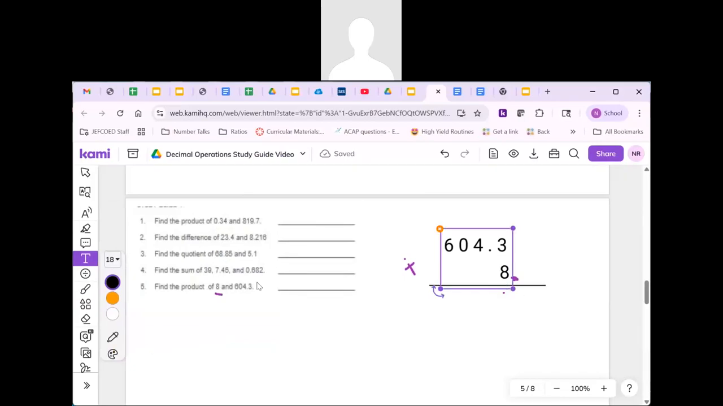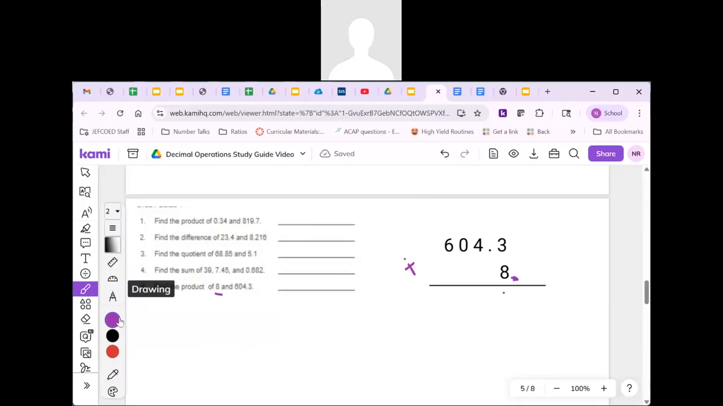Okay. All right. So let's see if you missed it. Follow along and see what you got wrong. So 8 times 3 is 24. Regroup the 2. 8 times 4 is 32 plus the 2 is 34. Keep the 4, regroup the 3. 8 times 0 is 0, but I add the 3. And 8 times 6 is 48.